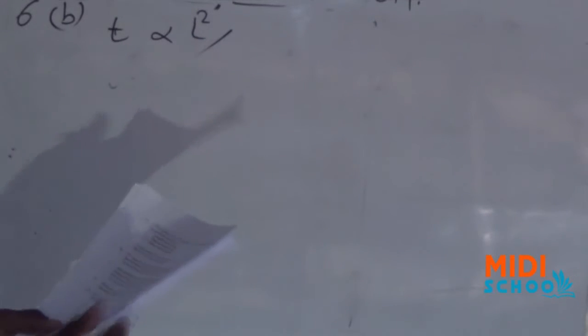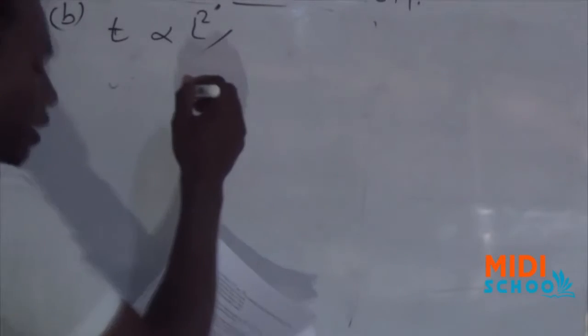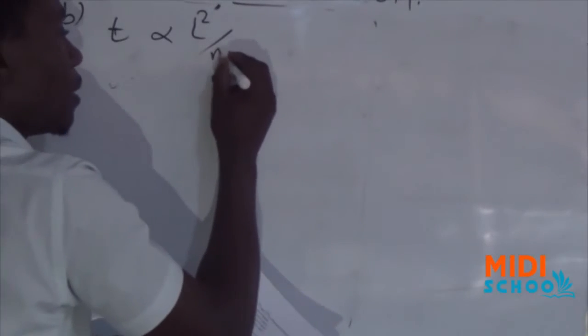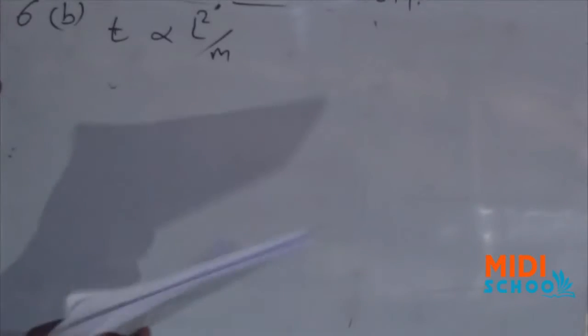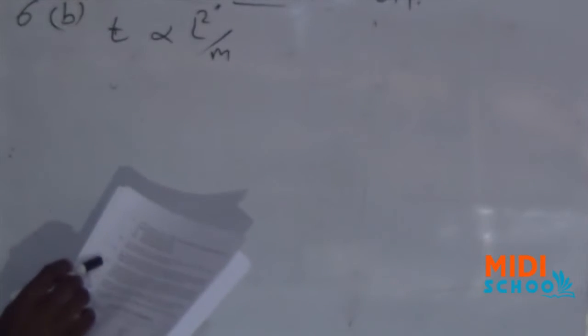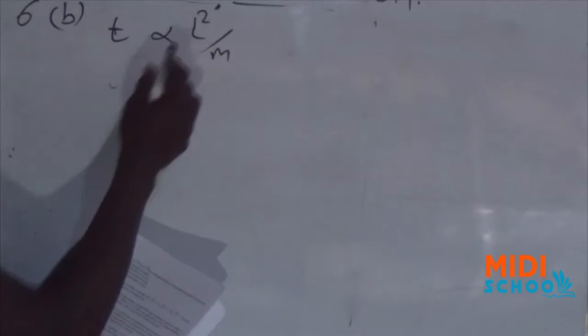And in proportion to what? To the number of men. I mean, it is inversely proportional to the number of men. This is the expression of the statement. So T was varying directly with the square of the length, while it is inversely proportional to what? To the number of men.